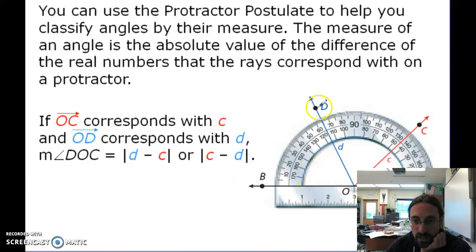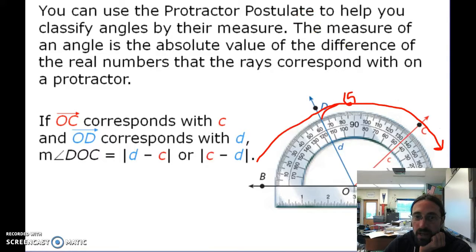When you have a point, you could say, for example, point D over here. Well, you could say this is at 65 degrees if you're reading clockwise, in this direction. If you're reading from the other direction, which is also fine, you'd say, well, no, that's actually 115.